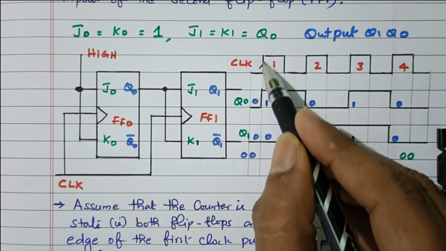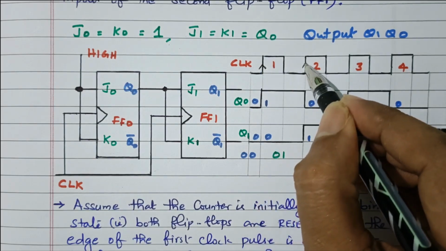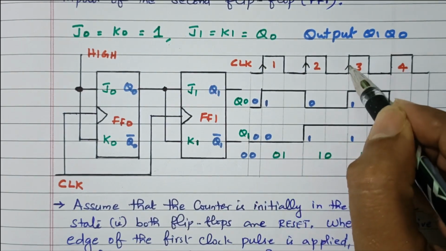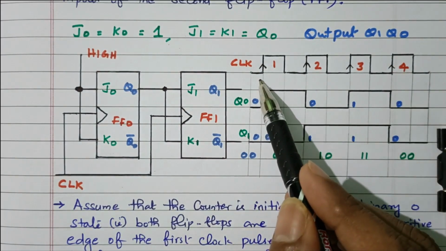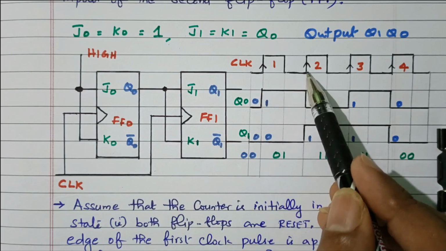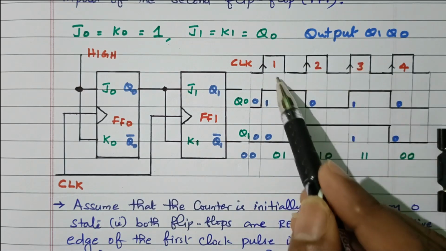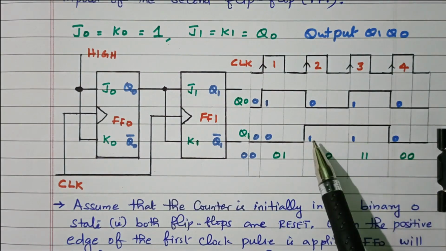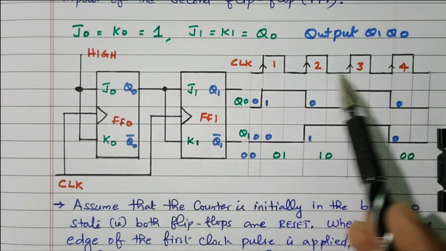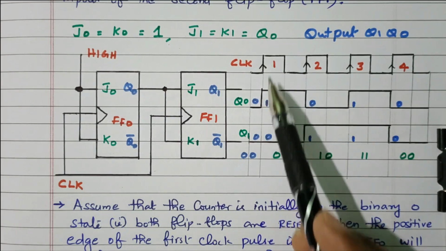So this is the positive edge. Similarly, this is the positive edge, then the second pulse, third pulse, fourth pulse. So the change of state of the flip-flop will occur at every positive edge. This is pulse 1, 2, 3 and 4. Right, so we are using positive edge triggering, which is nothing but the clock changing from 0 to 1.